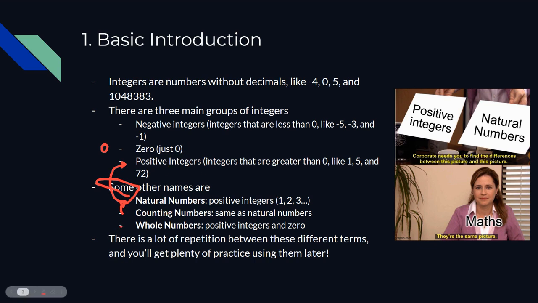And then whole numbers, they're almost the same thing. There's just a slight difference. Whole numbers are positive integers plus 0. So it's basically all non-negative integers. So that's basically the different types of integers.